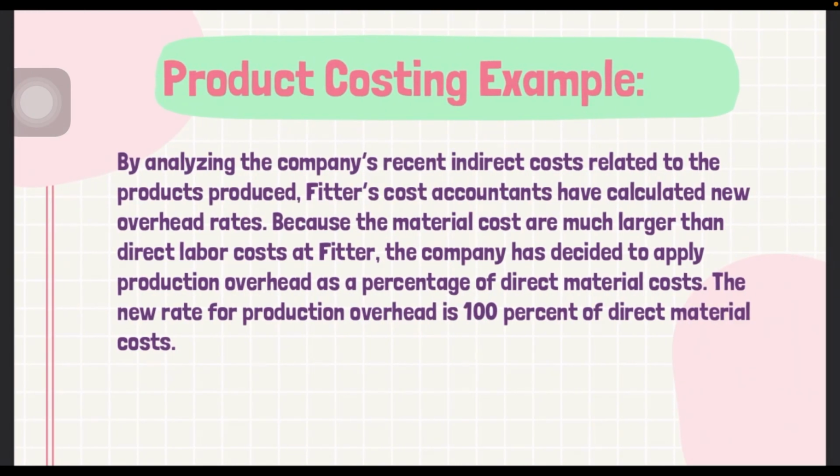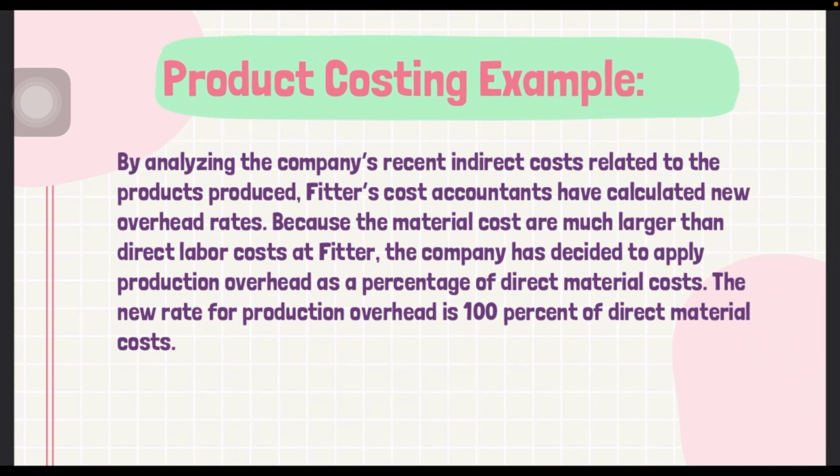Product costing example. Fitter's cost accountants have calculated new overhead rates for its NRGA bars. The new rate for production overhead is 100% of direct material cost because the material costs are much larger than direct labor cost. At Fitter, the company has decided to apply production overhead as a percentage.